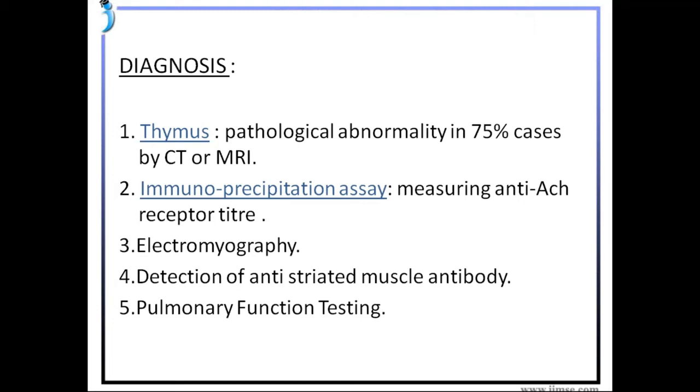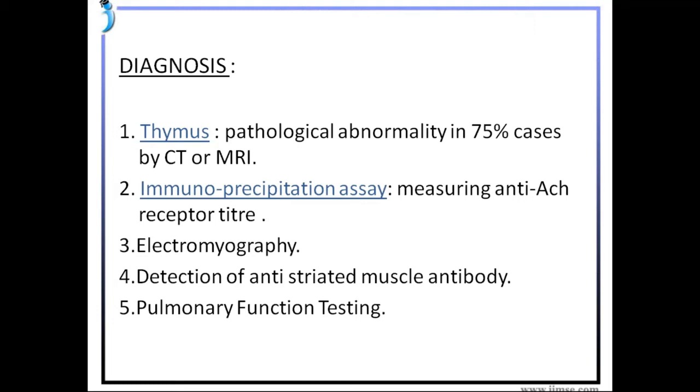We can also measure the anti-acetylcholine receptor titers using the immunoprecipitation assay. The third investigation is electromyography. Electromyography is nothing but measuring the nerve stimulation at the motor end plate. Generally, we record a response to nerve stimulation at a frequency of 3 per second. This test is usually done before giving any kind of medication to the patient. Thereby we see how a single muscle fiber reacts to the frequency being given to the nerve.